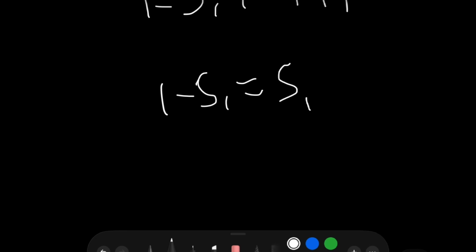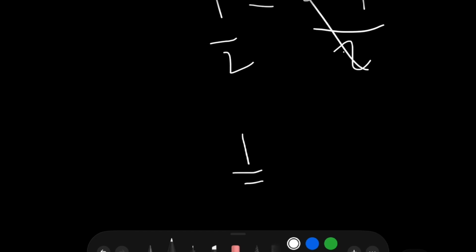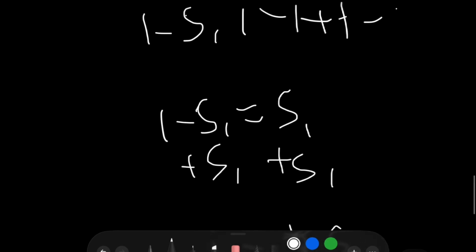So you can probably do basic algebra here. You add the S1s on both sides. So now 1 equals 2S1. Now divide both sides by 2. So now we know that S1 equals 1/2 instead of 0.